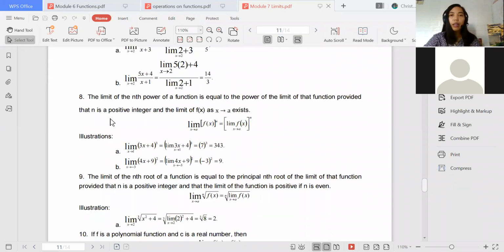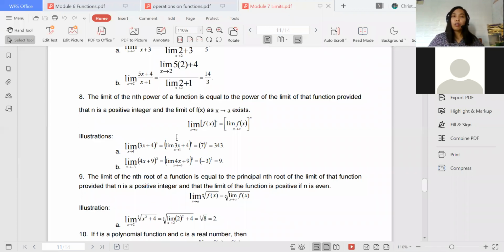Next, number 8, the limit of the nth power of a function is equal to the power of the limit of that function, provided that n is a positive integer and the limit of f of x as x approaches a exists. So we are now encountering power of a function. So the limit of the nth power of f of x as x approaches a. Okay, so here you can just do direct substitution kasi wala naman siyang denominator, as long as the power is positive.